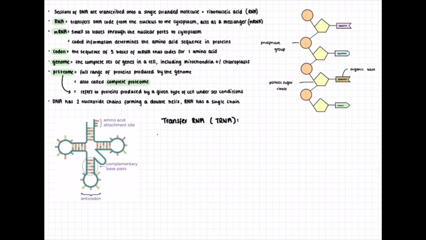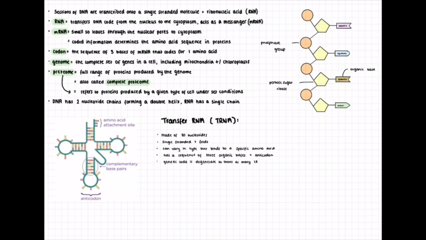Structures of ribonucleic acid. Here we'll be discussing RNA, its functions, and the different types of RNA. Firstly, RNA is a section of DNA that's transcribed into a single-strand molecule. RNA transfers the DNA code from the nucleus to the cytoplasm and acts as a messenger. This is because RNA is small enough to exit the nucleus through the nuclear pores, unlike DNA. RNA also is made up of 3 bases, which are called codons, that code for one amino acid.